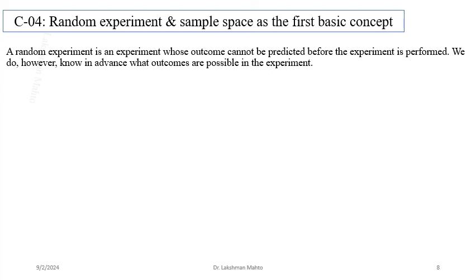It is an experiment where we can't predict the outcome. What would the outcome be, we don't know. Once a random experiment has occurred, after tossing a coin and seeing that head appears, then we say head. In advance, we can't predict what the outcome would be. But in a random experiment, we can say what the possible outcomes are. That freedom we have, we can list out all possible outcomes.